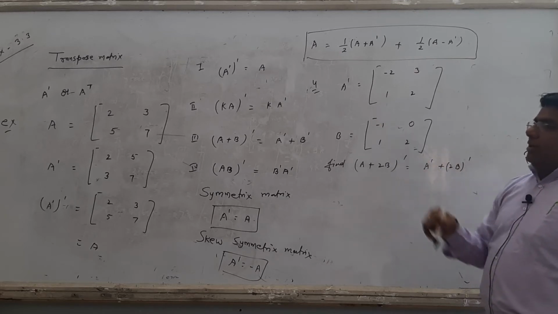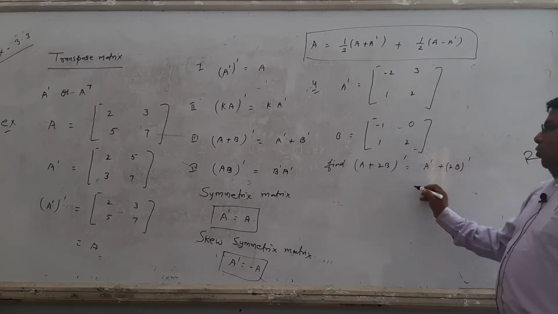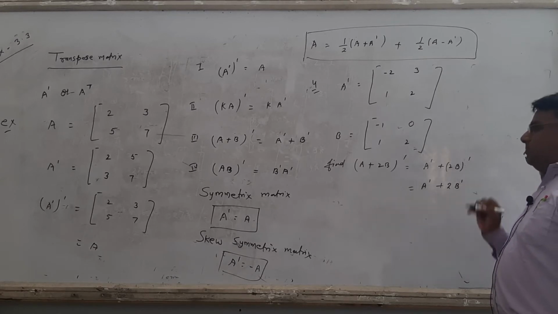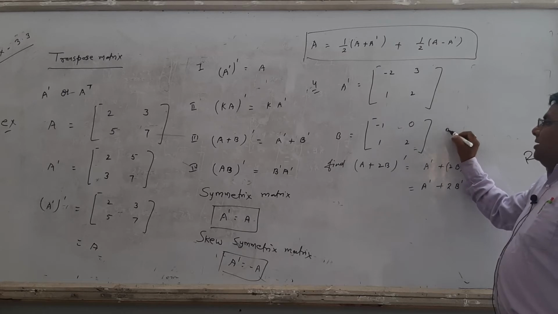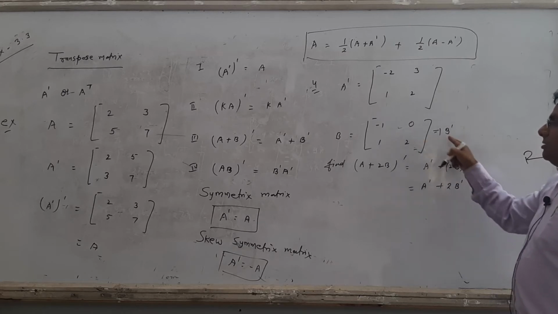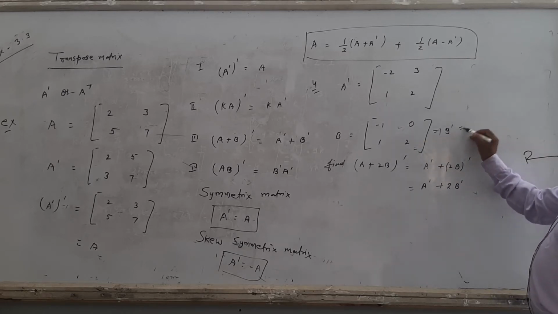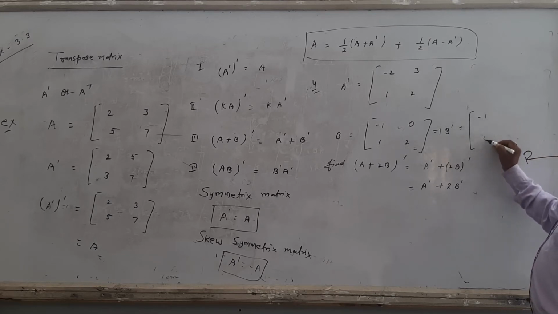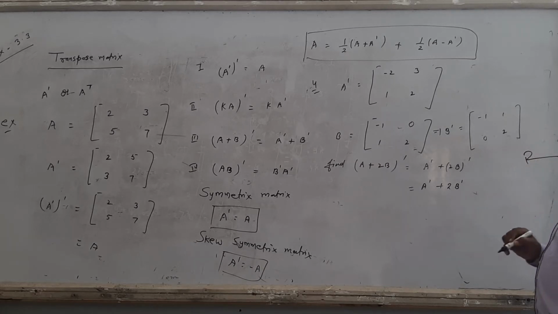A plus 2B whole dash is A dash plus 2B whole dash. Apply property number three. So A dash as it is plus 2 constant and B is B dash. Now what is B dash? That is the transpose matrix of B, right? Now interchange row to column, column to row. The first row becomes a column, the second row becomes a column. So this is B dash.